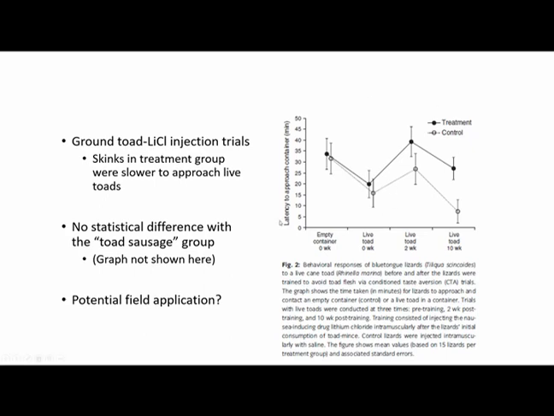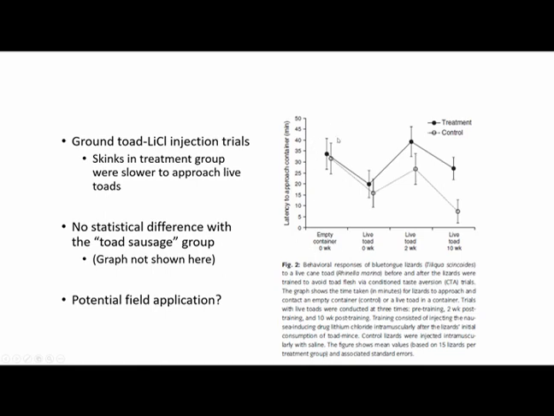So let's look at this graph here. This time our y-axis is latency to approach a container that had a live toad in it. So basically, the higher this number, the longer it took them to approach that toad. And then this would be when there was an empty container the first week, a live toad right after that.